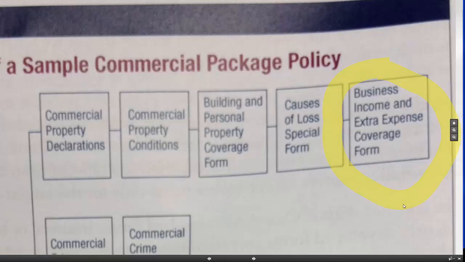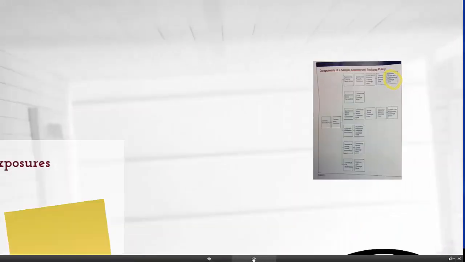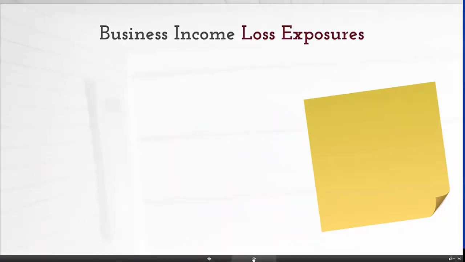Note that you have to purchase a different type of property insurance, such as a building and personal property coverage form and a cause of loss form, in order to be able to purchase the business income and extra expense form. Now let's look at business income loss exposures. What all is actually exposed and what is covered for a business.